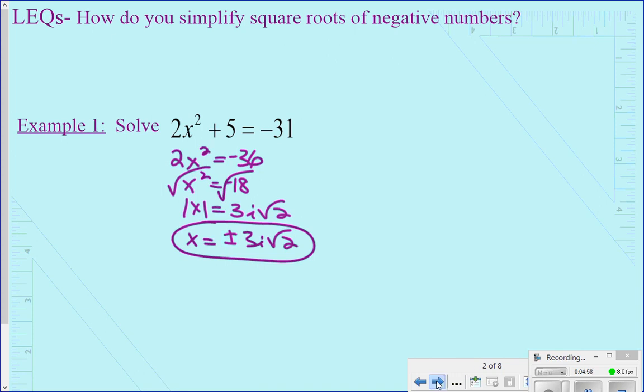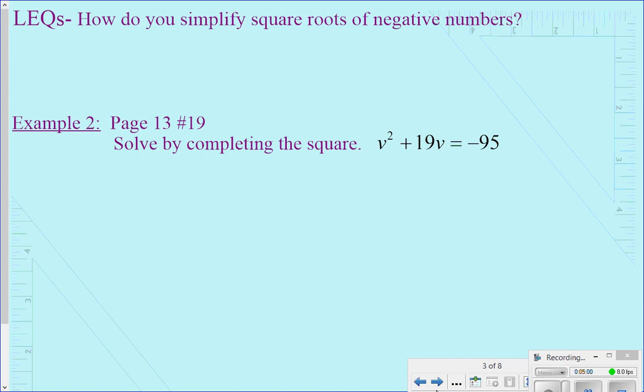Next, this problem is in your packet on page 13. It's problem number 19. Now this problem was previously assigned, but it was assigned before I explained how to simplify imaginary numbers. So you should see that this problem hopefully is already done, but you had to stop when you got to a square root of a negative. So now we're going to finish the problem because you didn't know how to simplify.